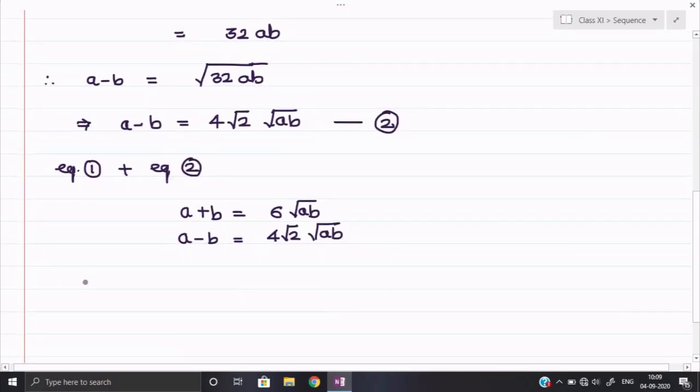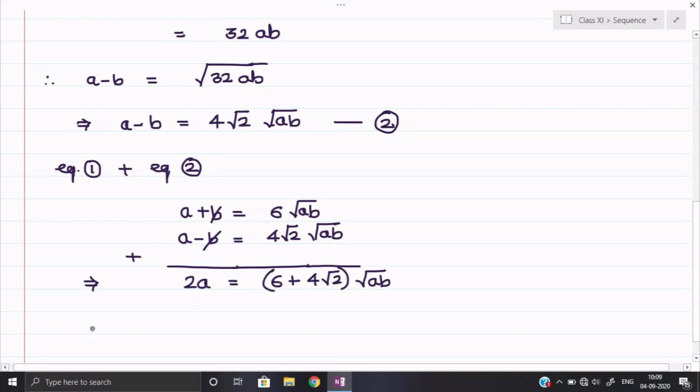Okay, so which implies that here if I add both of them, let us add. What do we get here? See, if you add both of them, then plus b and minus b will be cancelled. A and a will become here 2a, and this will be 6 plus 4 under root of 2, and root of ab I am taking common because root of ab is common between both of them.